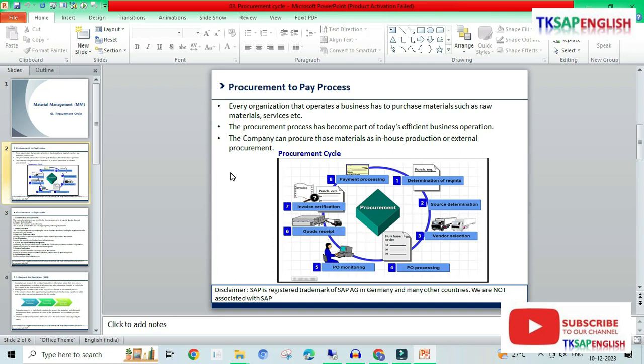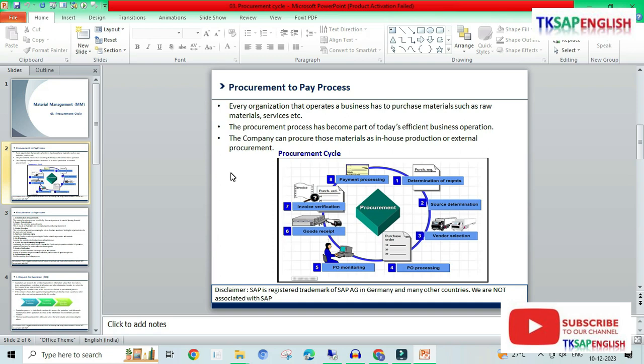What is the purpose? Every organization that operates a business has to purchase materials such as raw materials, services, etc. The procurement process has become part of today's efficient business operation. The company can procure those materials as in-house production or external procurement.